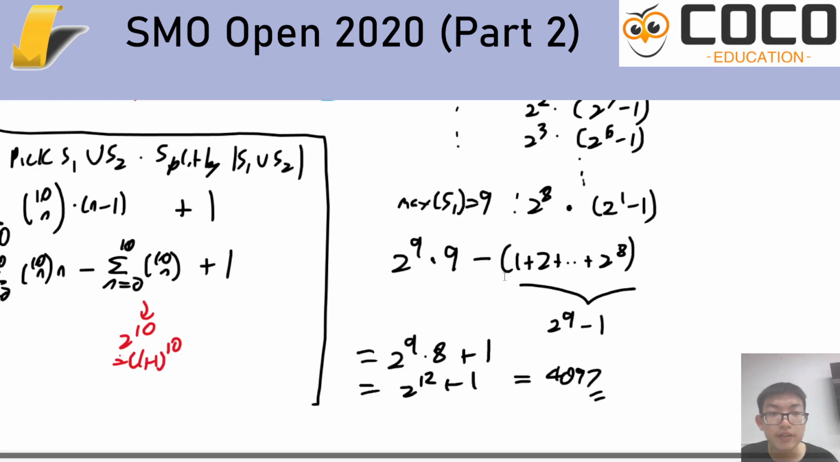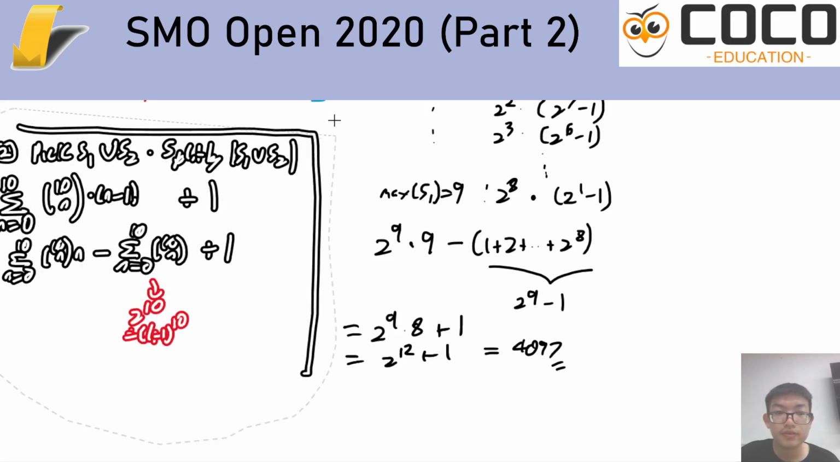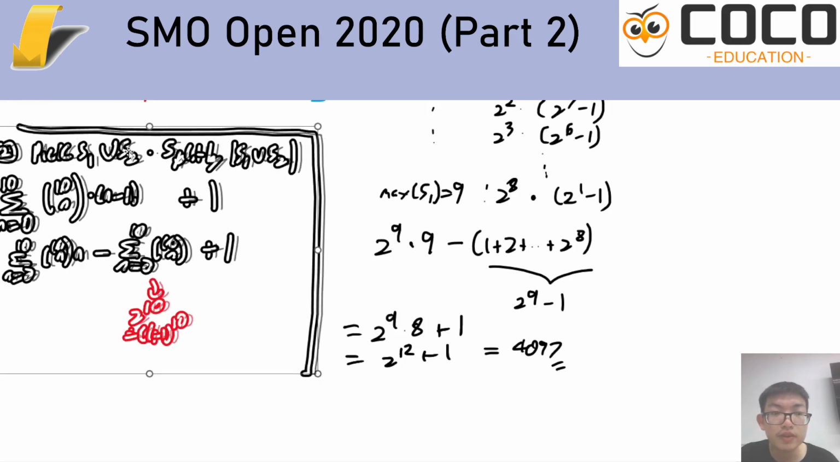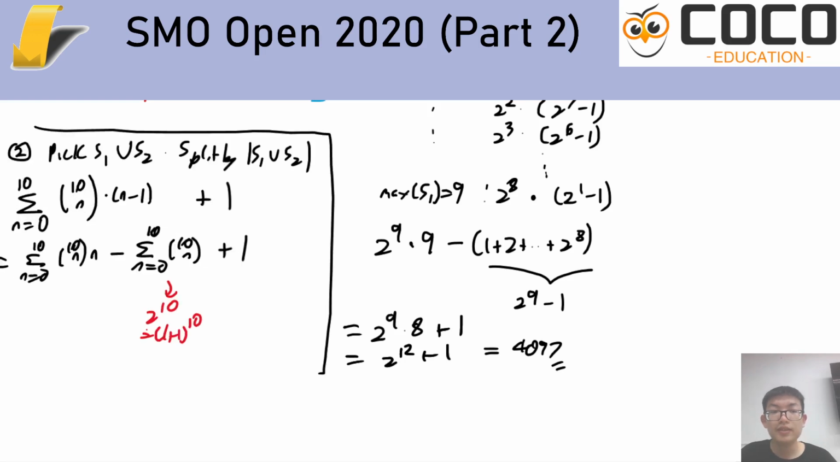Sorry, I realized that now I've run off the screen on the left side. So let me do a little bit of an adjustment. So now you should be able to see the summation. Yeah, so as I was saying, I was adjusting it to be from 0 to 10, and the sum from 0 to 10 of 10 choose n is 2 to the power of 10.